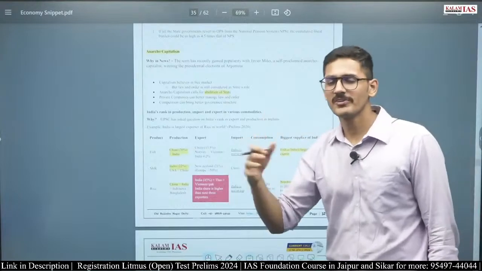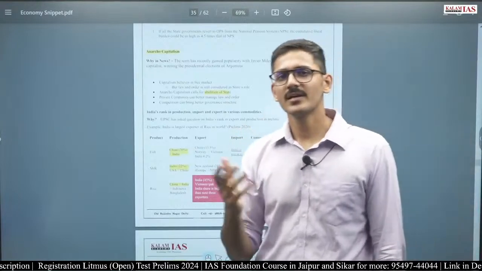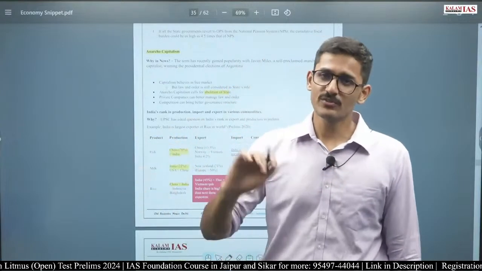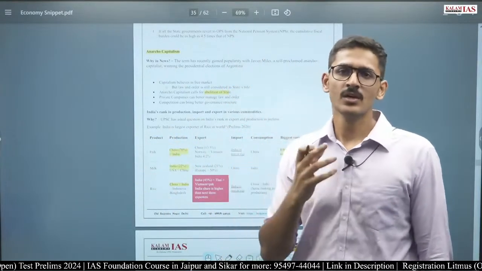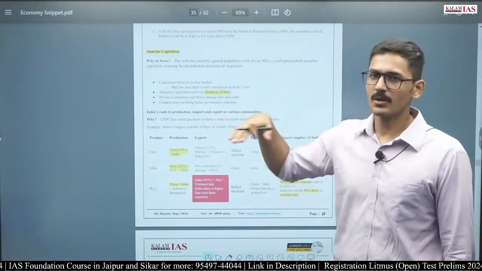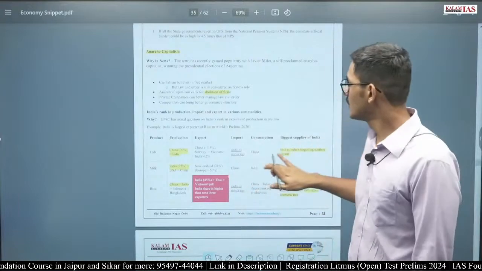Anarcho-capitalism is basically an extreme form of capitalism, where it is believed that all activities, not just of the market but also of governance, for example law and order and everything, should be handled by private enterprises and not by the government. So it talks about the abolition of the state.